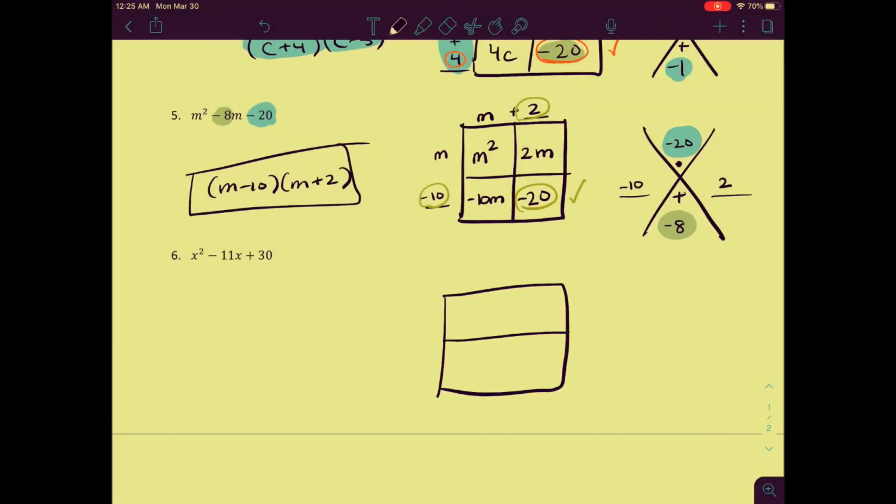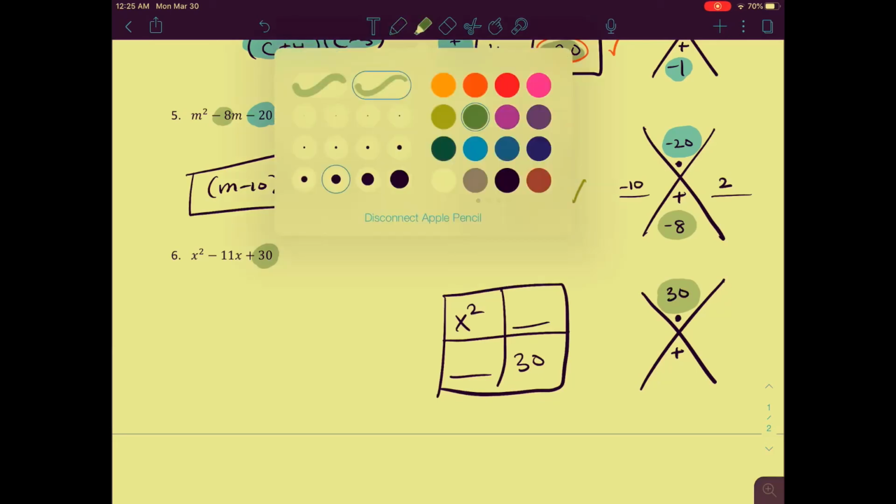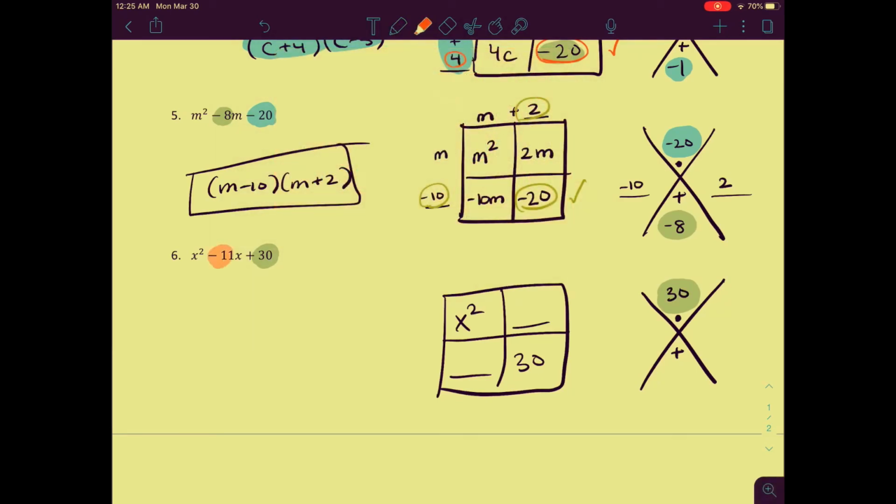Creating another Punnett square. The top left will be x squared. The bottom right will be positive 30. To figure out what two numbers go here, I'm going to create an x, right? The top is my product. My bottom is going to be the sum. Going back here, that 30 is going to be what my product is. And then to figure out my sum, I'm going to look at the number for my x term. That's going to be my sum, which is negative 11.